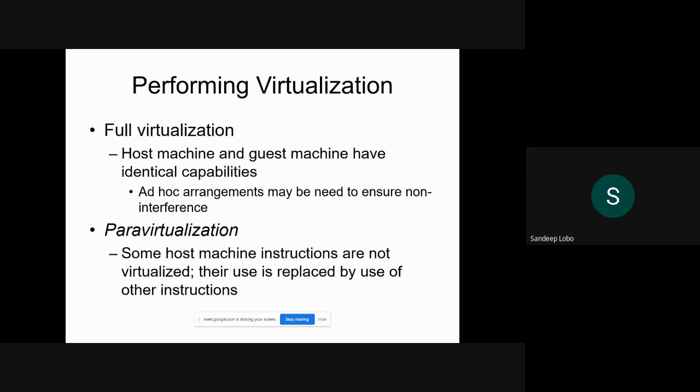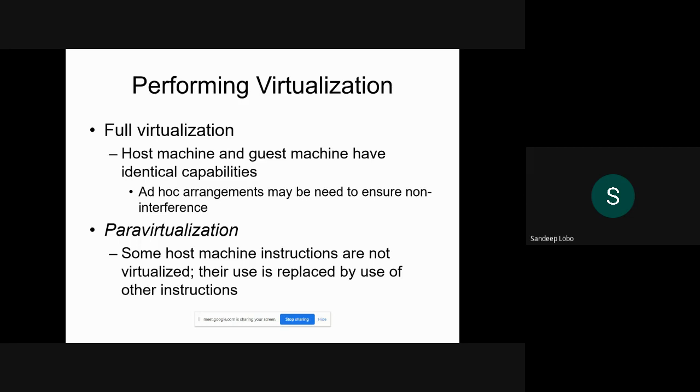So there are two types of virtualization available. One is full virtualization, where the host machine and the guest machine have identical capabilities. One of the major drawbacks of this type of virtualization is that you cannot migrate your virtual machines to another machine that has a different architecture. That is, if you're using a virtual machine on an i7 processor and you have another machine running an i5 processor, you cannot migrate your machine because it is fully virtualized. In case your i7 machine crashes, you cannot move that machine. So this defeats the purpose of virtualization. That is, the portability part goes away.